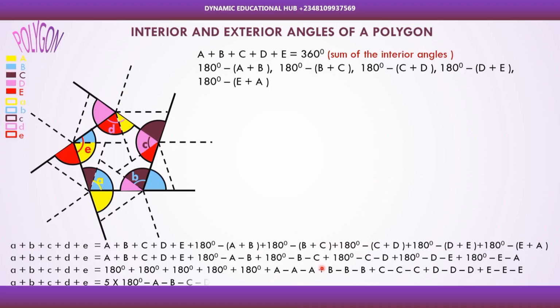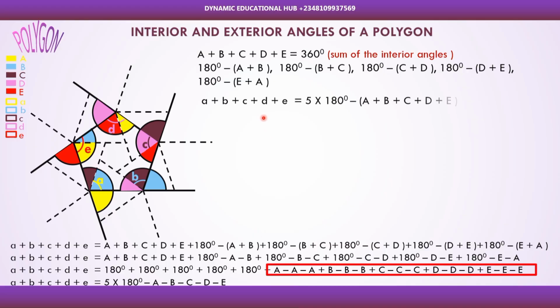So we are going to be left with minus A minus B minus C minus D minus E. All this expression, when you solve it, you are going to get this: minus A minus B minus C minus D minus E. So can we now go ahead and do our analog? A plus B plus C plus E.